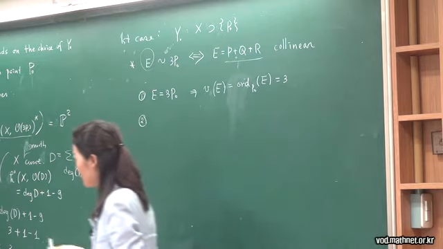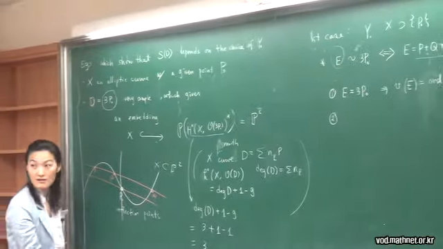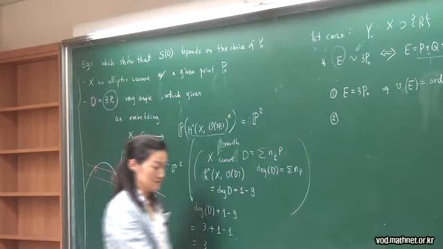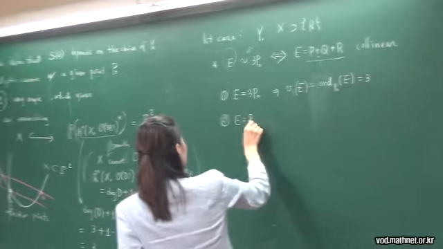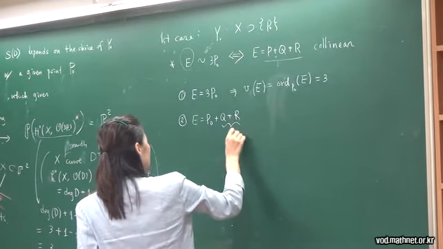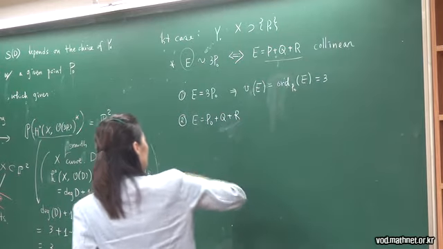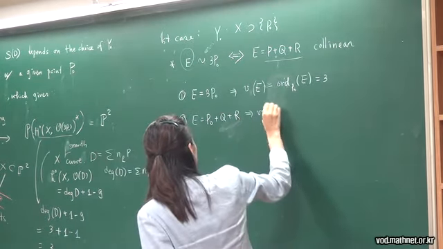But also we can have this PQR. Suppose I have a line passing through P naught, a transversal intersection. Then E is P naught plus Q plus R, which are not equal to P naught. Then the valuation of E is 1.